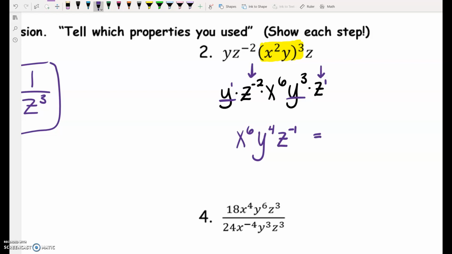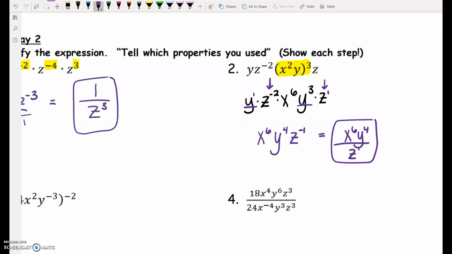Should the x to the 6th and the y to the 4th move or stay? Stay, because they are positive exponents. The z is the only one that moves. Only the negative exponent pieces move. The positive exponent pieces stay put. And if you want to write z to the 1st at the bottom, that's totally fine, but you don't need to write something to the 1st because you just don't need that one. Okay.